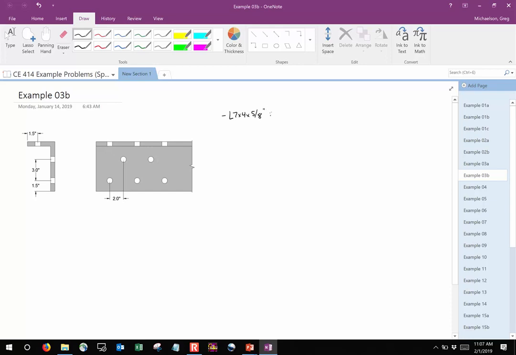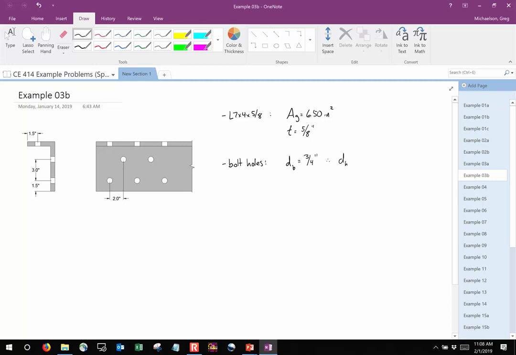Okay, so we know that the gross area is 6.5 square inches, and we know that the thickness is 5/8 of an inch. So right off the bat, everybody should be comfortable with that. Now we also know that the diameter of a bolt is 3/4 of an inch.